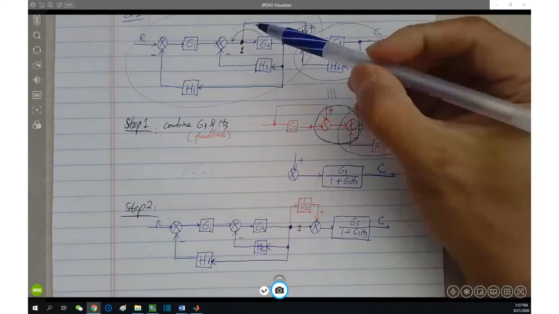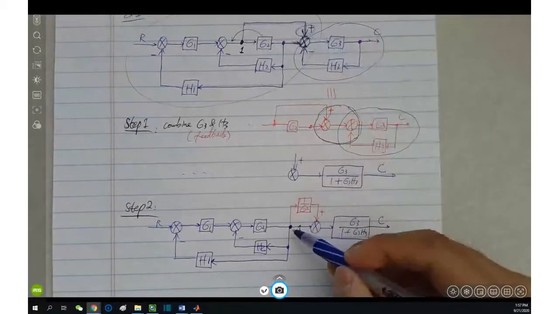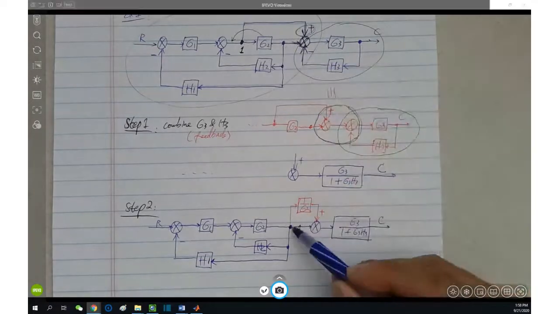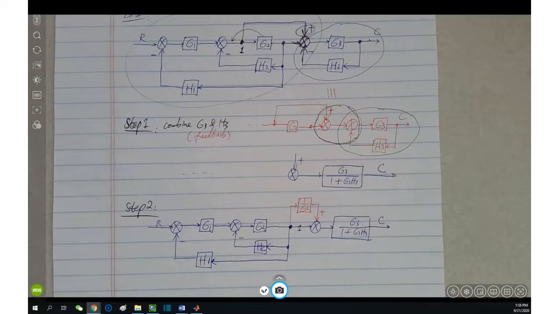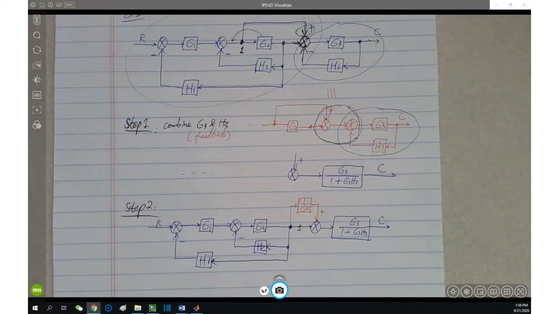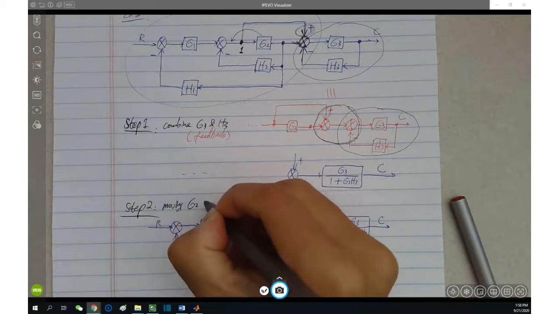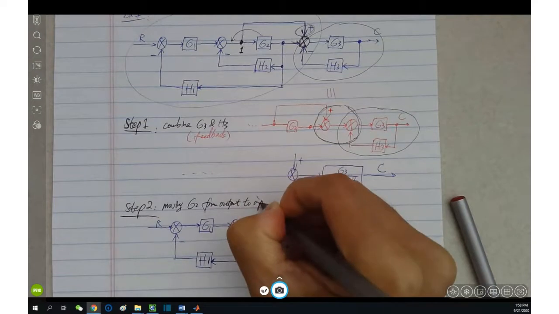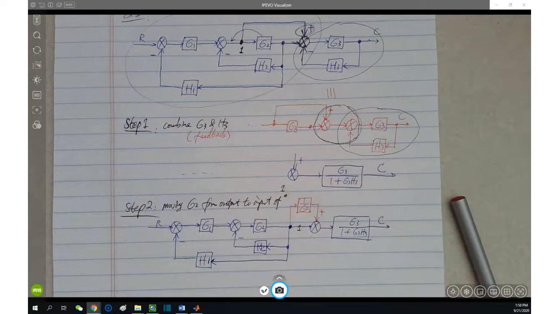However, never forget there's another output of pickoff point 1. You need to divide it by the moved transfer function, which is G2. That's why you have this red part. Makes sense? But take a look to see if this move makes sense. So we moved G2 from output to input of pickoff point number 1. This is what we did.